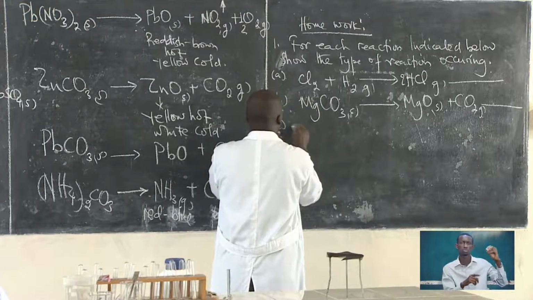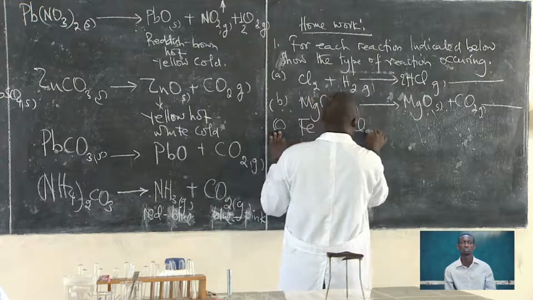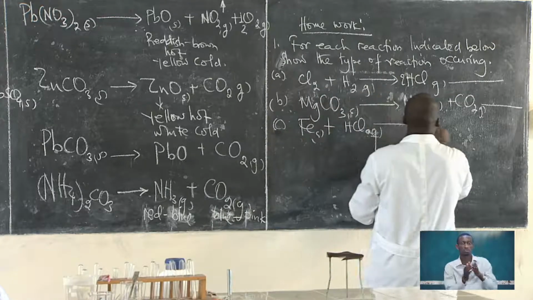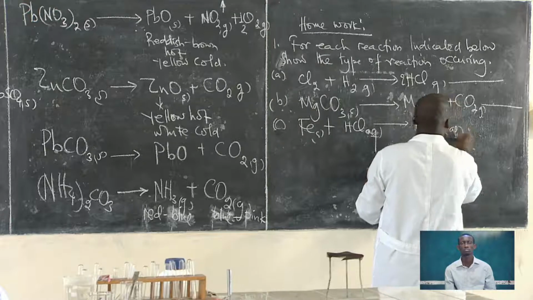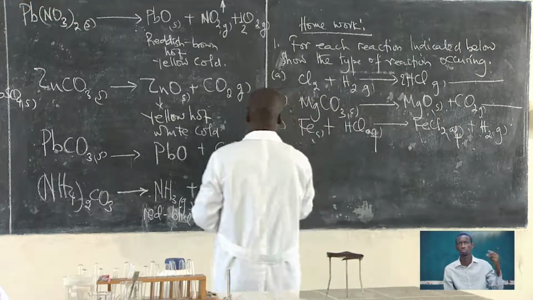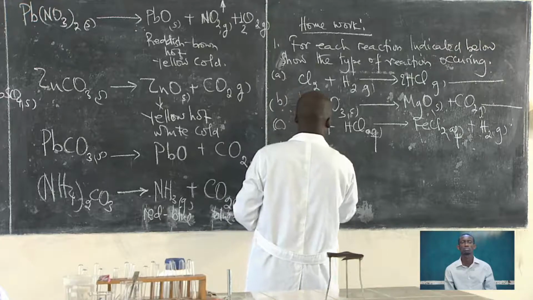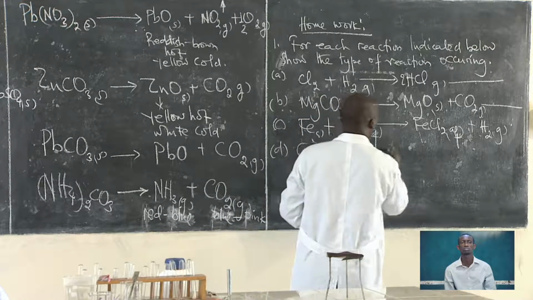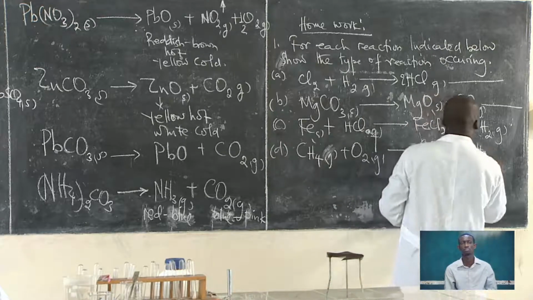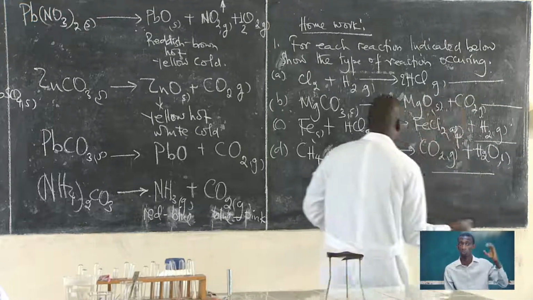So we'll see, have iron metal reacting with the hydrochloric acid, to form iron 2 chloride and hydrogen. And D, you have methane gas combining with oxygen gas to give carbon dioxide and water. Indicate the type of the reaction over there.